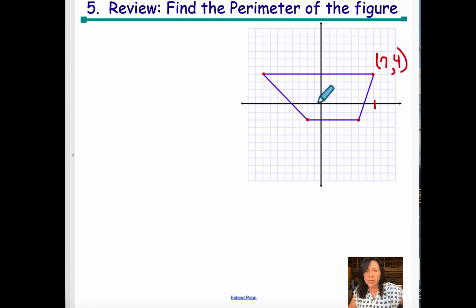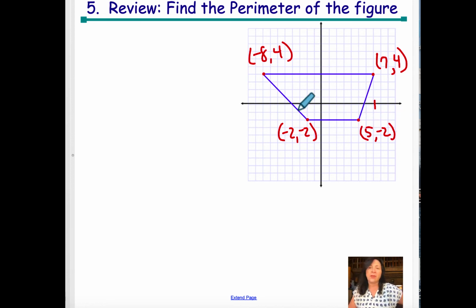This point over here is -8, 4. This point, 1, 2, 1, 2, so this is -2, -2. And this point is 1, 2, 3, 4, 5, -2. All right, so two things. The horizontal ones are super simple. The horizontal ones are like this. You've got, let's see, 1, 2, 3, 4, 5, 6, 7. 5 minus -2 is 7.